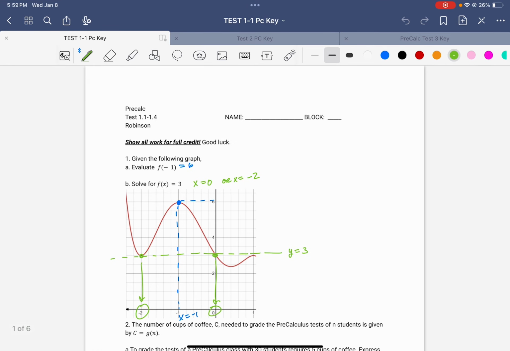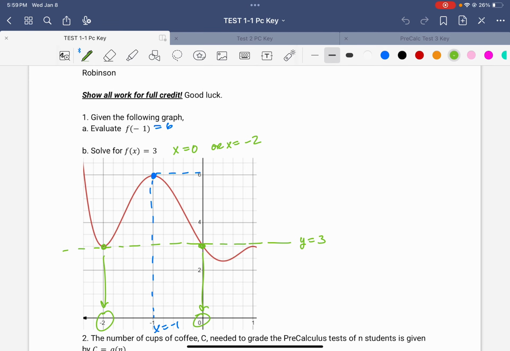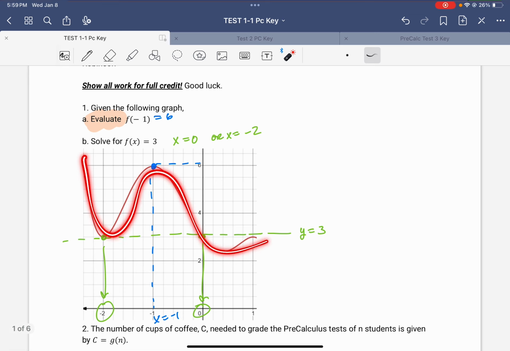Okay, so let's go through these old exams to prepare you for the final. So first, evaluating a function would be something that would be important to know how to do. To evaluate the function f at -1, I look at my graph, I look at the input of -1 and see what the output is. So the answer is 6.